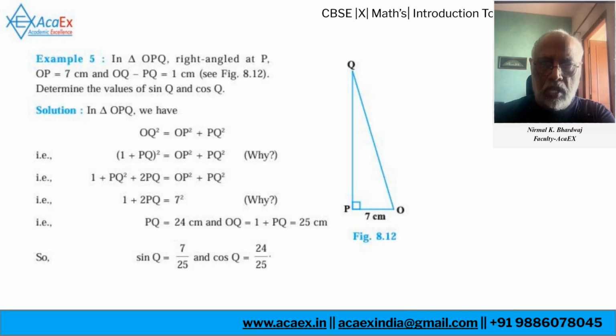Example 5, finding ratios from sides. Problem. In triangle OPQ, right-angled at P, OP equals 7 centimeters, and the difference between OQ and PQ is 1 centimeter. Find the values of sine Q and cosine Q.